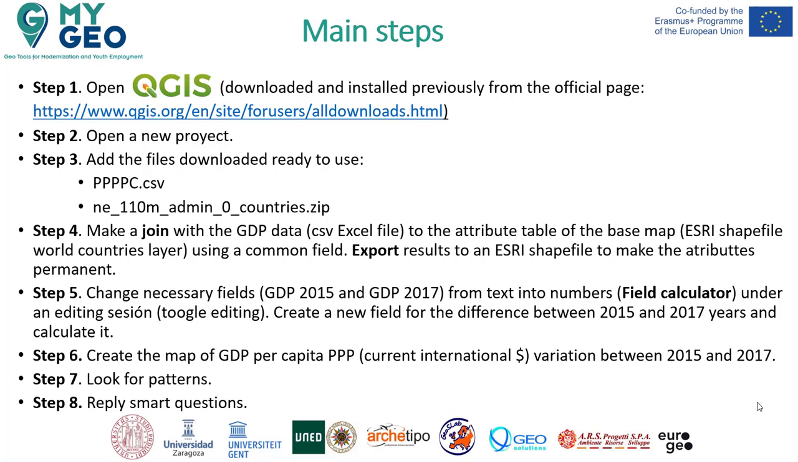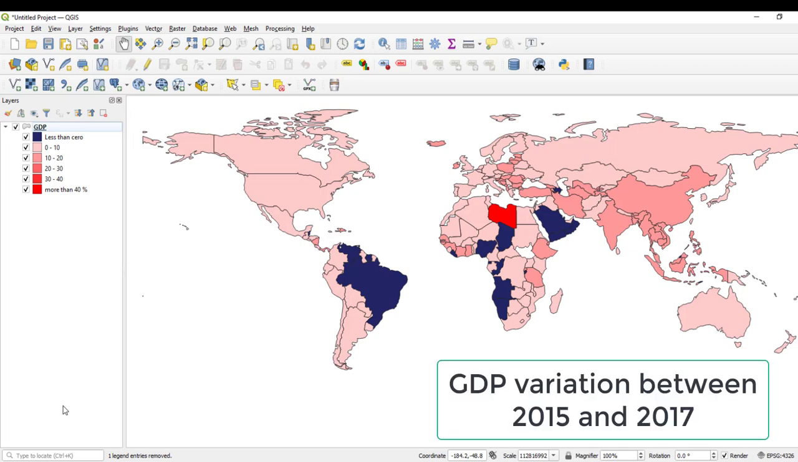Let's create a vector map with GDP per capita PPP in current international dollar to produce new data, the variation between 2015 and 2017.